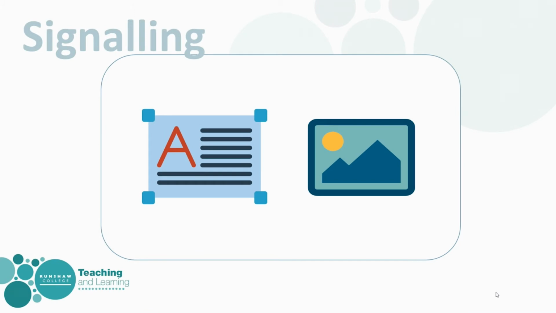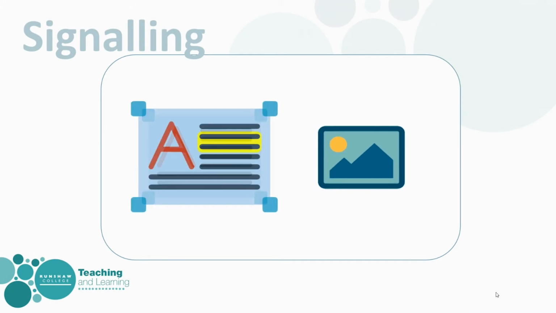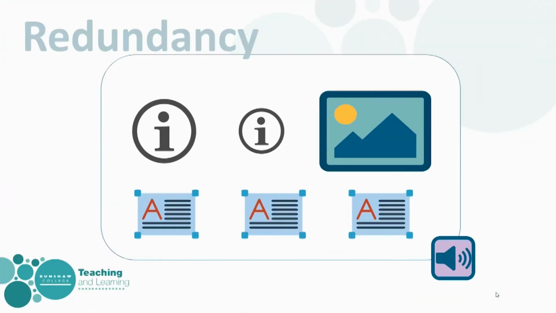Signaling is a nice simple one. It is the basic idea that if there is a part of the screen or a part of the page you want them to look at, it is highlighted, it is made larger, or everything else around it has been dulled down so that you are signaling exactly where that attention should be.